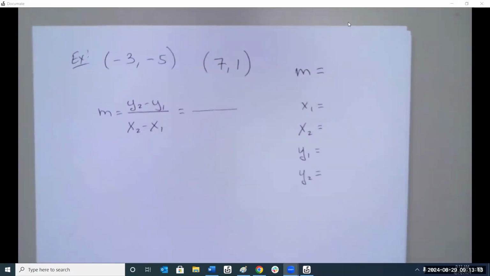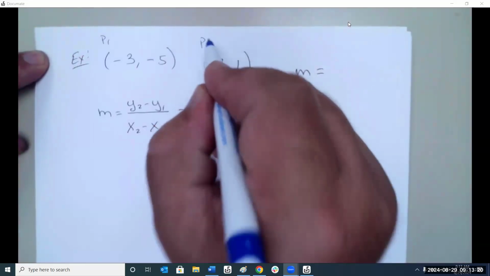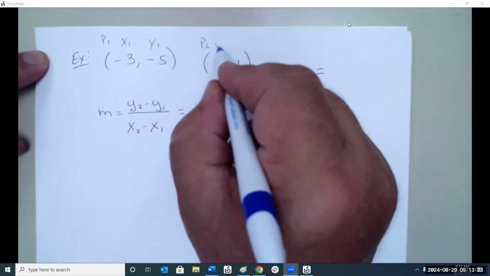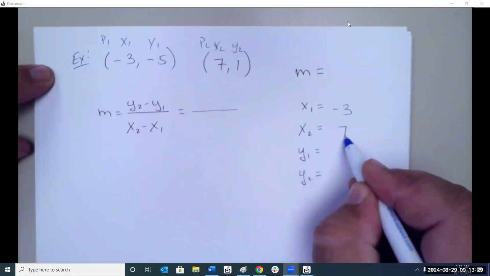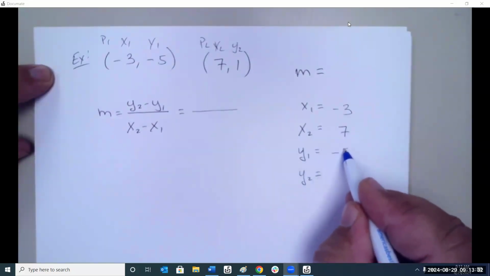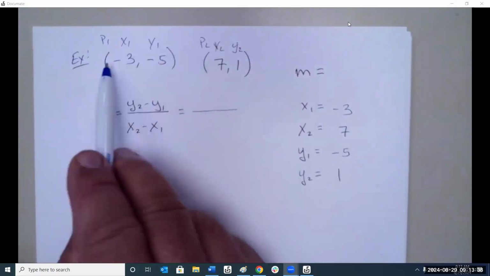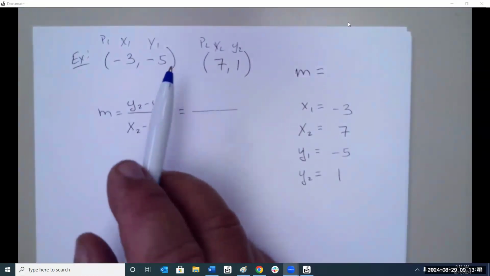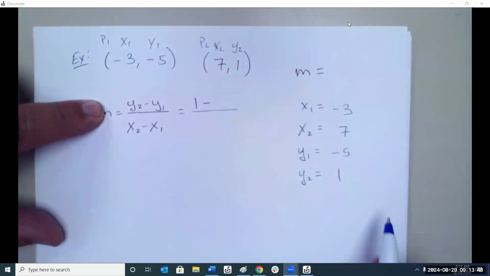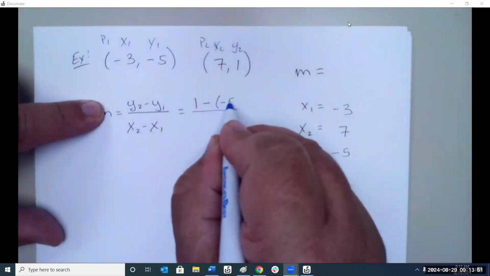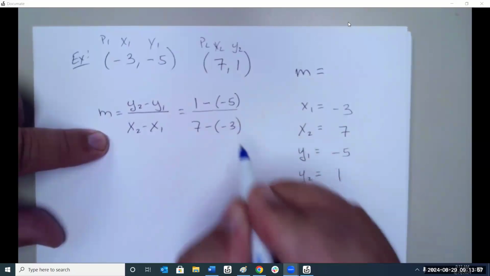So the first thing we do, label the points. What is x1? This is 0.1, this is 0.2. So this is x1, y1, x2, y2. So x1 is -3, x2, y1, and y2. It's much easier if you do that, because if not, I guarantee you, it'll usually happen. So y2 is 1 minus y1, which is -5. X2 is 7 minus -3.